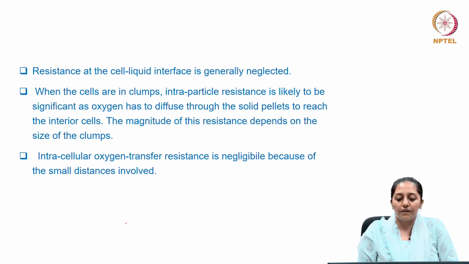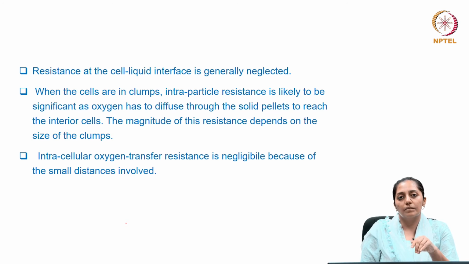Intracellular oxygen transfer resistance is negligible because of the small distances involved, even in immobilized systems. Once it has reached a cell surface, traveling from the cell surface to the reaction center, those distances are negligible considering the size of a single cell. So, therefore, this resistance can be neglected.